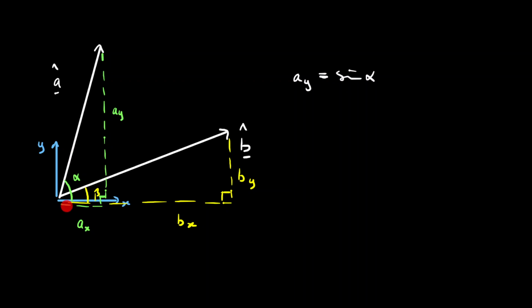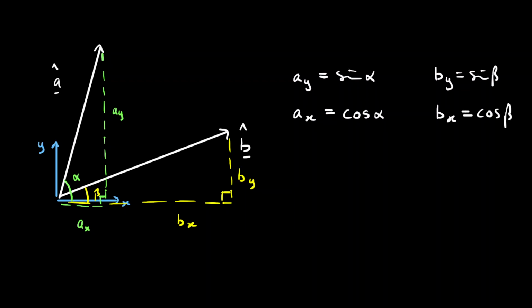We can do the same thing for AX. This is the adjacent side. So cosine of alpha will equal the adjacent AX over the hypotenuse, which is 1. So we can now write out AX is equal to cosine of alpha. And we can do the same thing for B, right? We can say that BY is equal to sine beta. And we can say that BX is equal to cos beta.